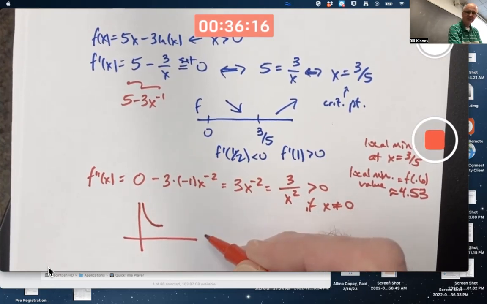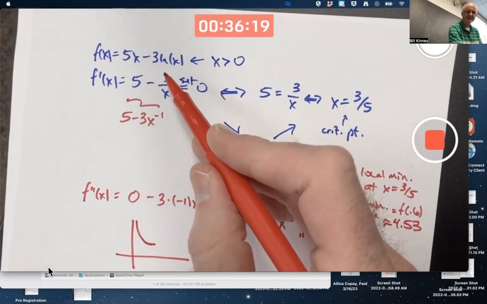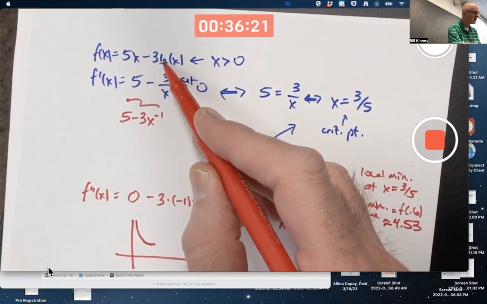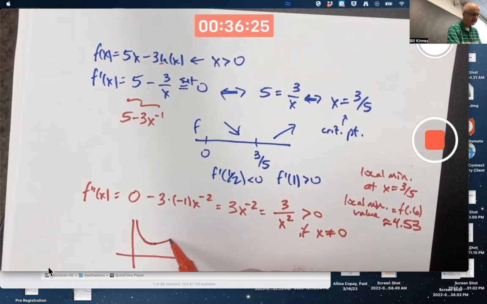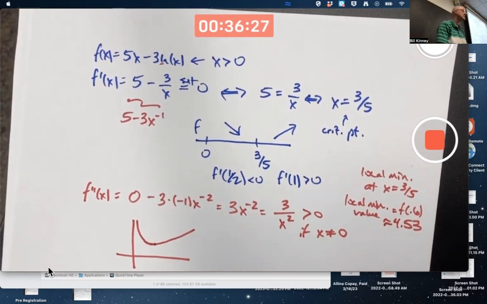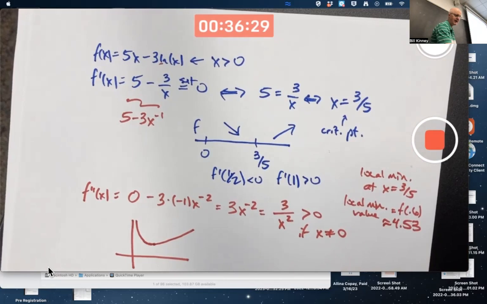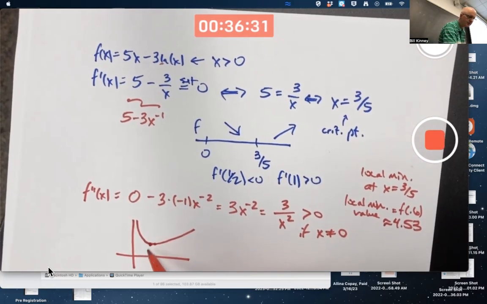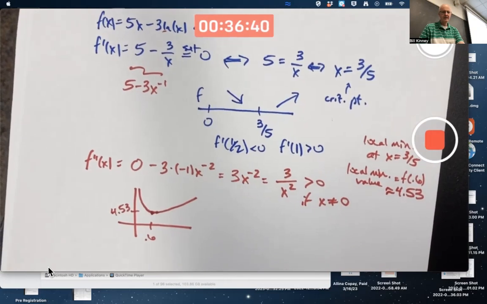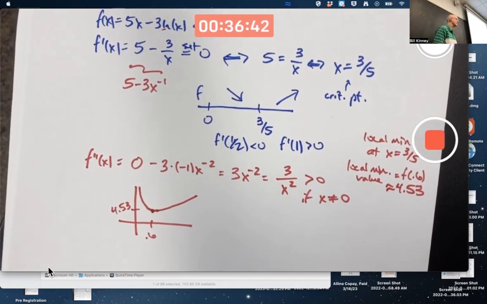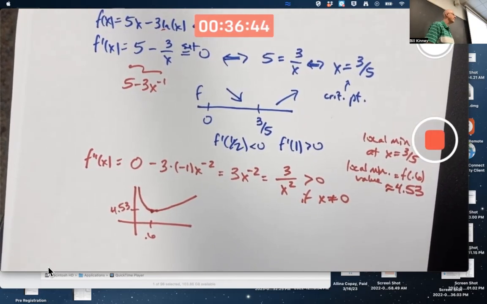And it grows in the long run slower than 5x does because I'm subtracting the 3 natural log from that. It's not going to grow very rapidly. So it's not really a parabola. It's not symmetric about the low point here. There's 0.6, approximately 4.53. And you could use your calculator to confirm that. I won't take the time.